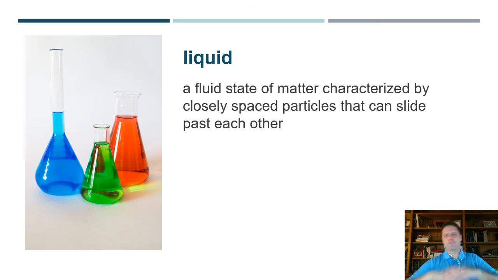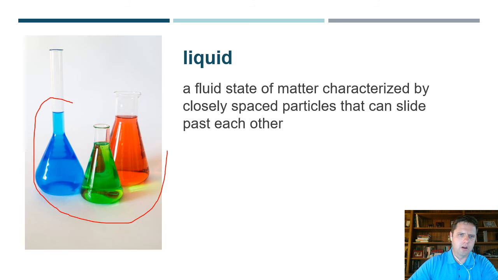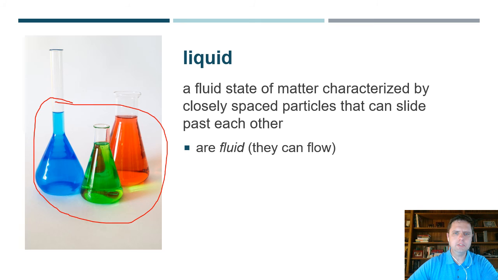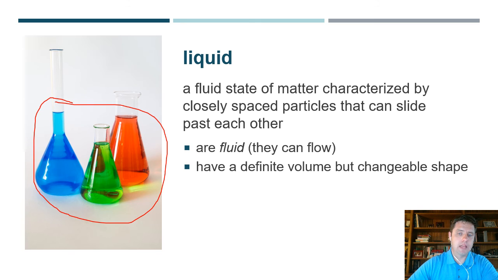Liquids, on the other hand, are a fluid state of matter characterized by closely spaced particles that can slide past each other. Think of kind of like popcorn in a dish or marbles in a bowl. They can roll past each other, and they take up the volume of whatever they're sitting in. So like this example, right? The liquid is just taking up the shape of the container that it's in. They are fluid, they can flow. They have a definite volume, but a changeable shape, right? The shape changes depending upon what container it's within.